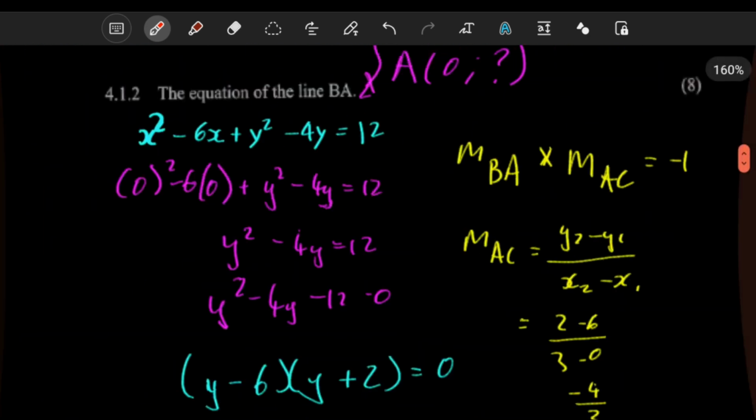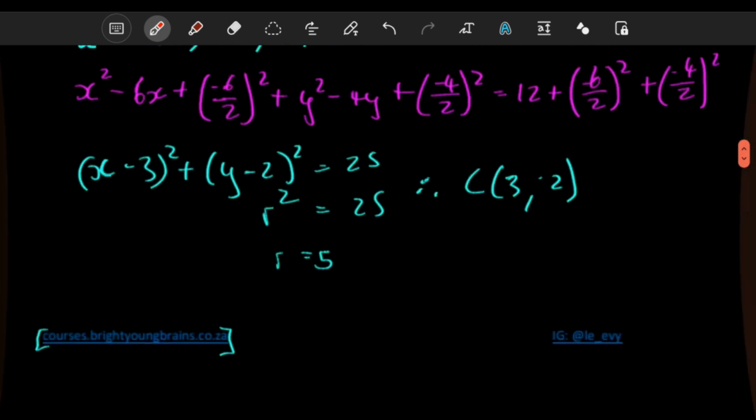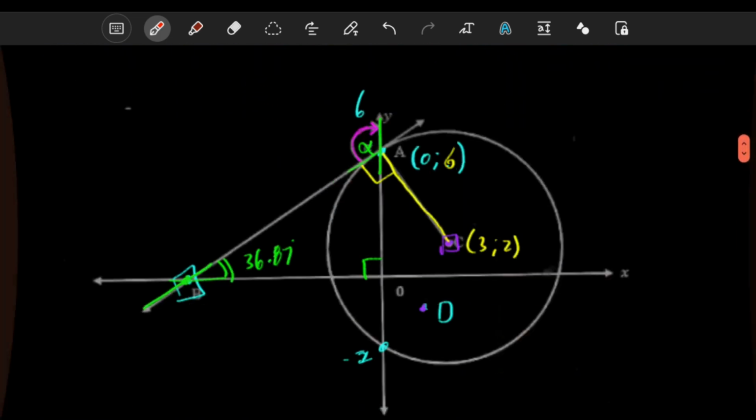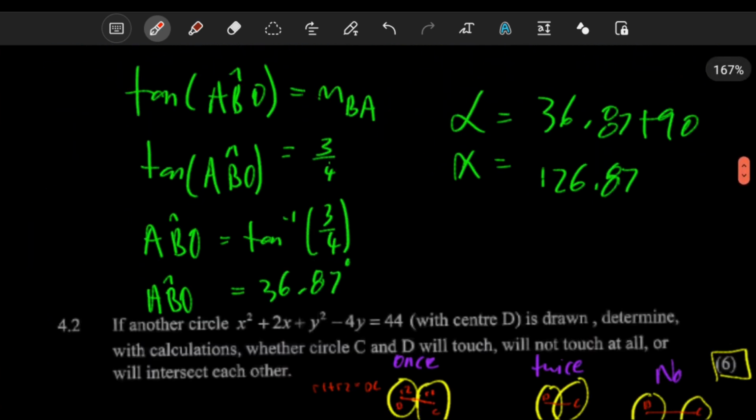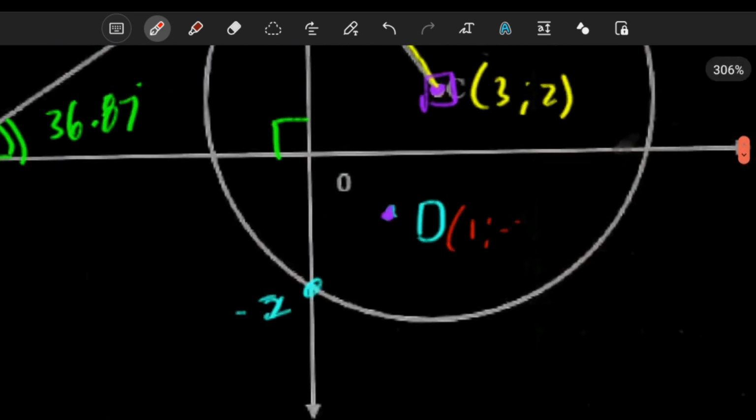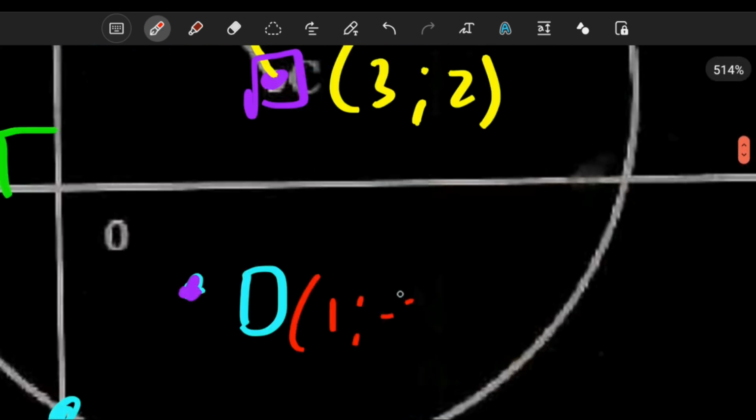The length of DC, you can just use the distance formula. So x value is a 1, y value is, oops, I feel like I messed up. Oh yeah, it's okay. -1 and +2.